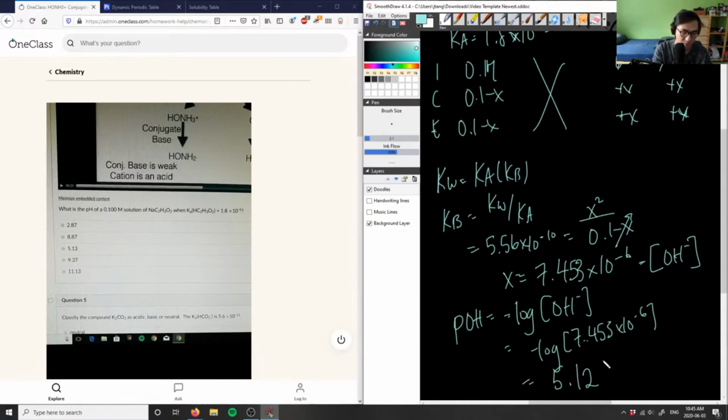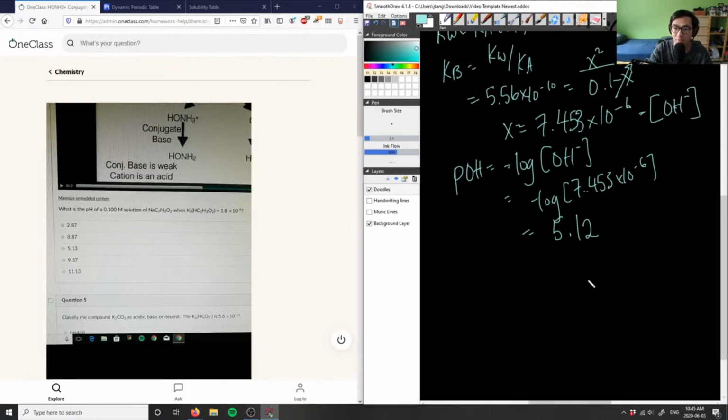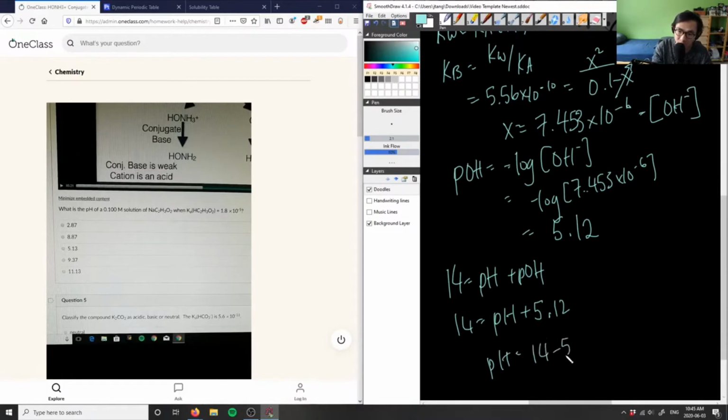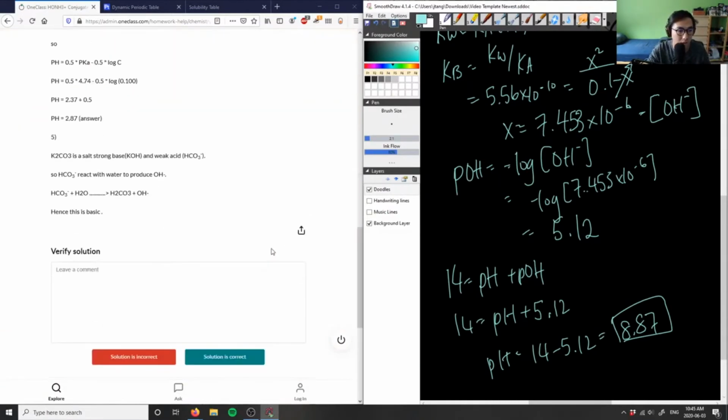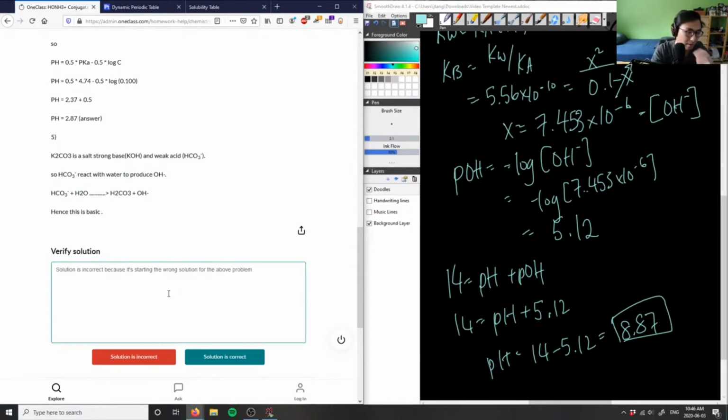And then for pH, we know that 14 equals pH plus pOH. So 14 equals pH plus 5.12. So pH is simply 14 minus 5.12, which is going to give us a value of 8.87. And this solution would be this solution here as well. So it'd be B. So this is definitely the incorrect solution. This solution is incorrect because it's stating the wrong solution for the above problem. And I'm just going to write my solution as well.